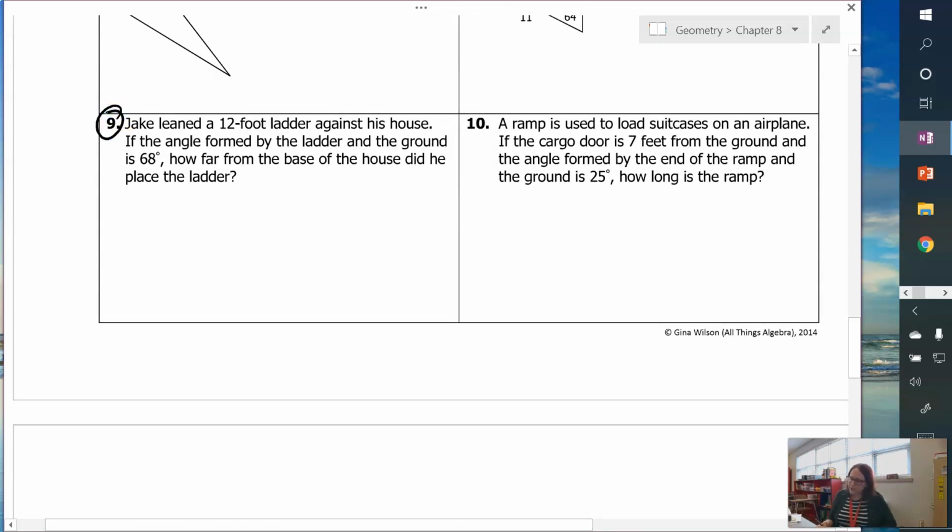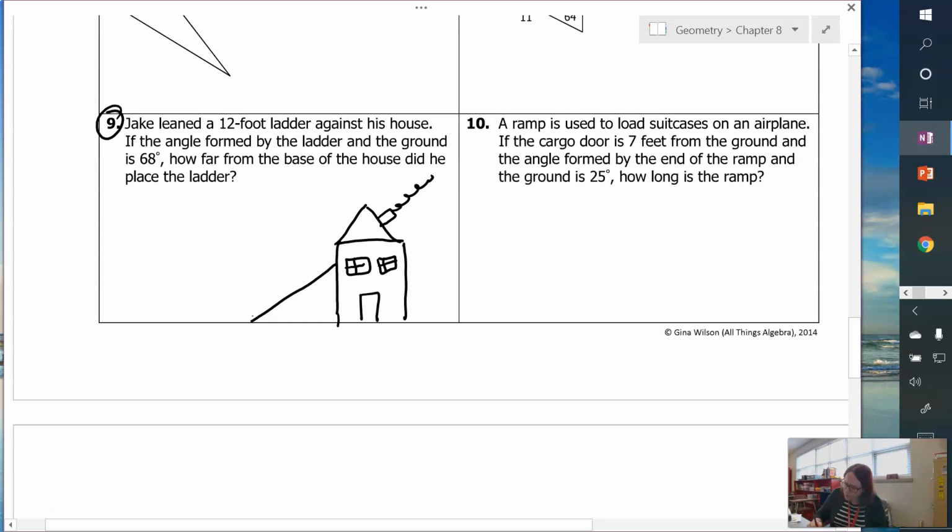We have Jake leaned a 12-foot ladder against his house. So I'm going to draw the house. Here's Jake's house. This is my artist's impression of a house. Here's a chimney. There you go. Here's his front door. Here's a window. There's another window. Okay. Here's the ladder. Jake leaned it up against the house, so it looks like that.